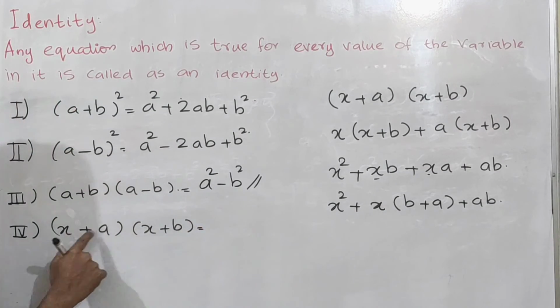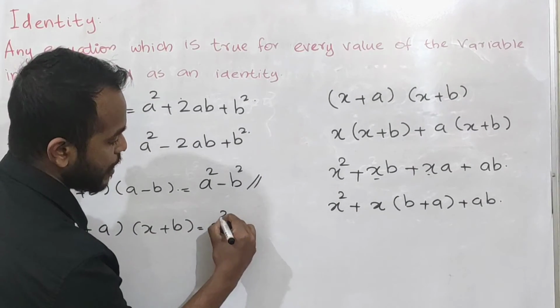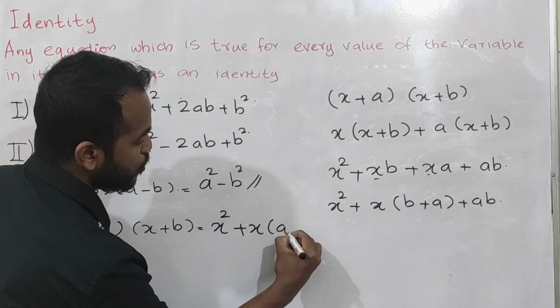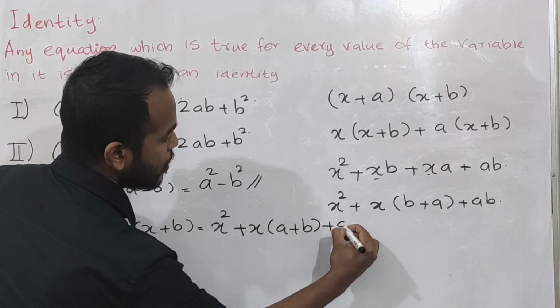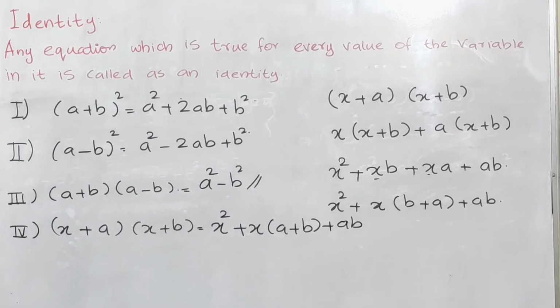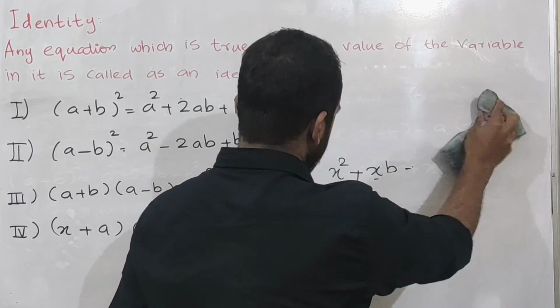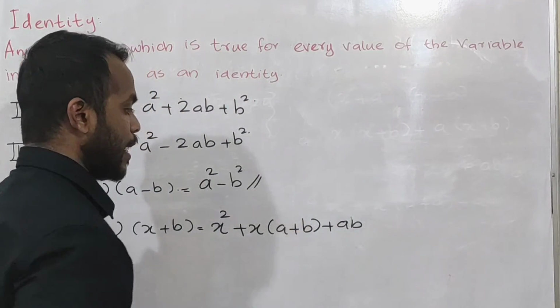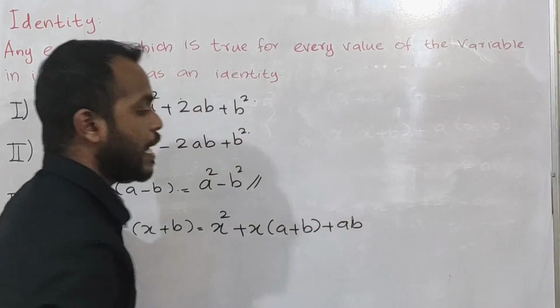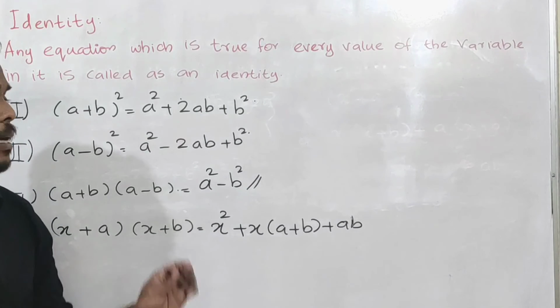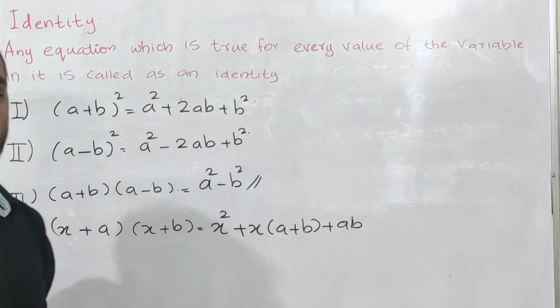So we will conclude x plus a into x plus b is same as x square plus x into a plus b plus ab. I know I am moving a bit faster, but you can revise the video and watch it again. There will be no problem with that. So if you are having any doubt with any steps, please revise the part that is doubtful for you.